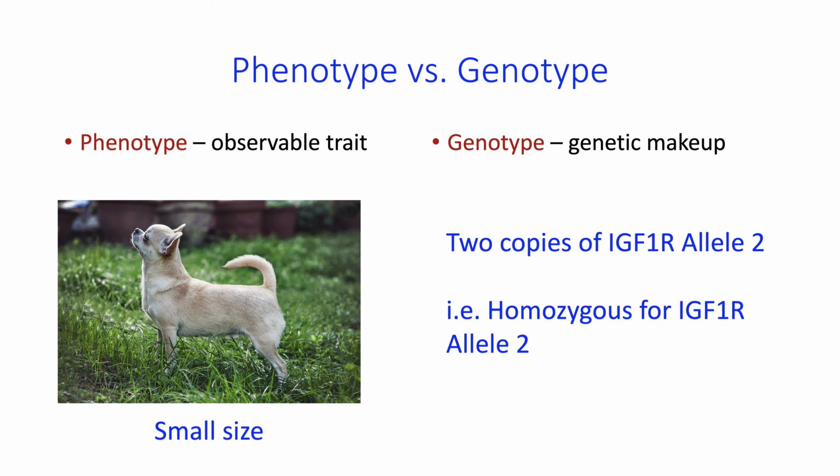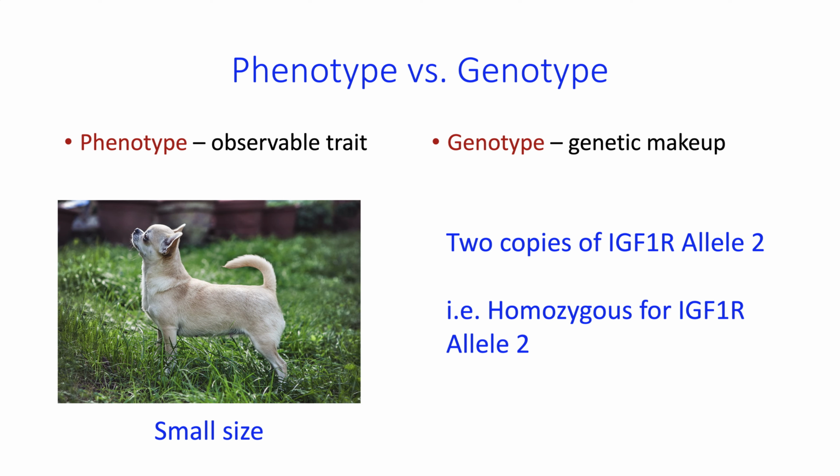The phenotype of this Chihuahua includes being small in size. The genotype of this Chihuahua, on the other hand, is that it has two copies of IGF-1R allele 2, or we could also say that it's homozygous for IGF-1R allele 2.